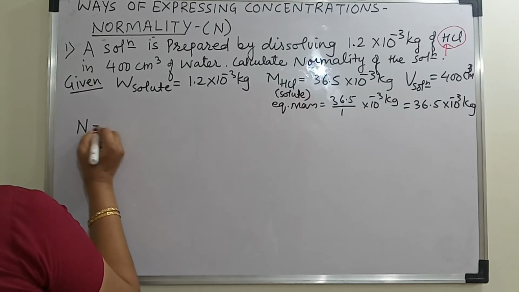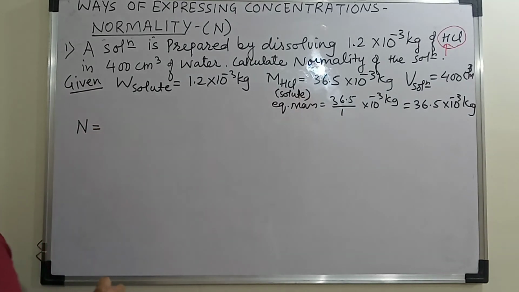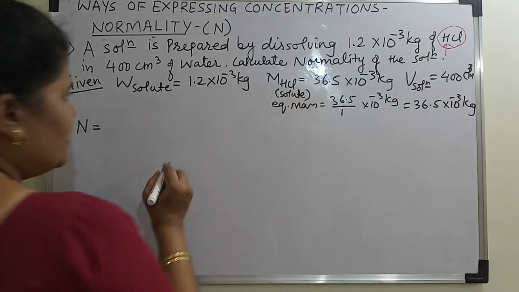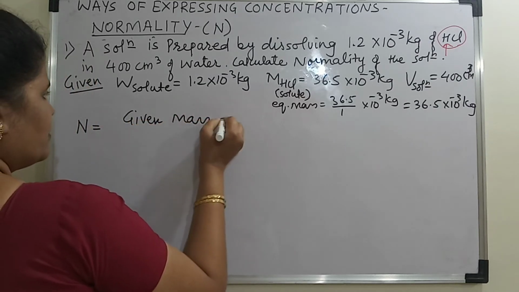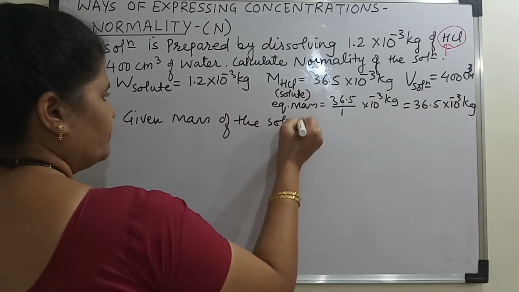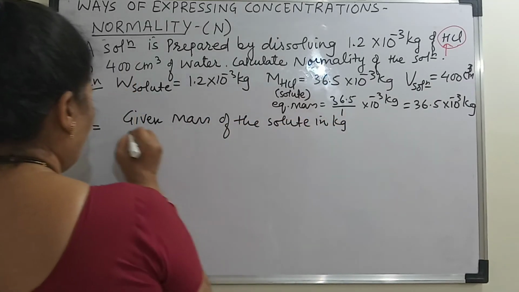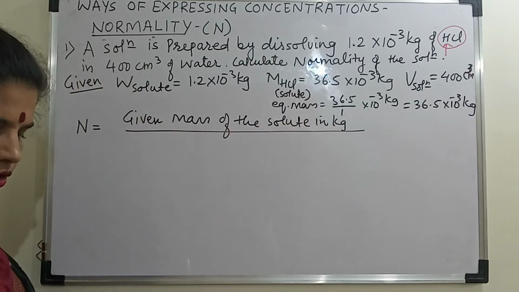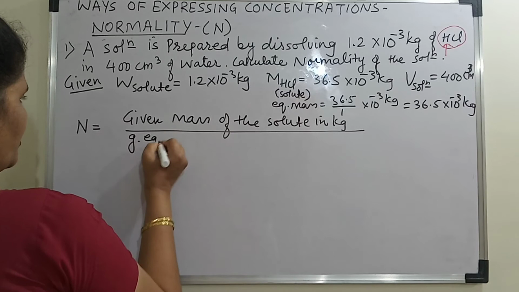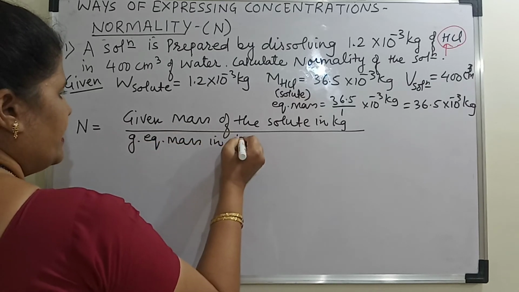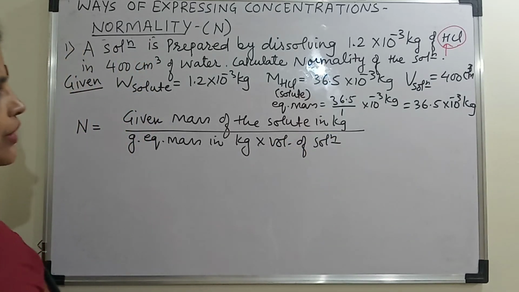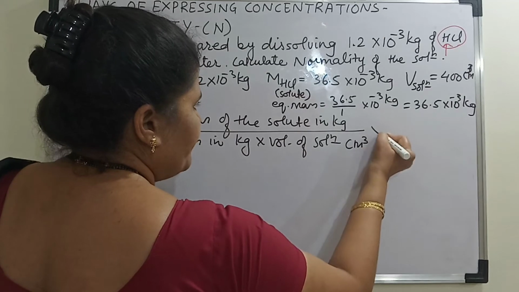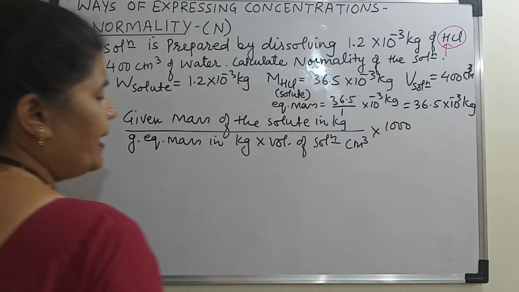Now let us calculate normality. Normality is equal to, if you want you can calculate the number of moles here, but I will substitute this in the direct formula: given mass of the solute in kg upon its gram equivalent mass in kg into volume of the solution. Here the volume of the solution is in cm cube, so I will take this in cm cube, and so I need to multiply the equation by 1000.